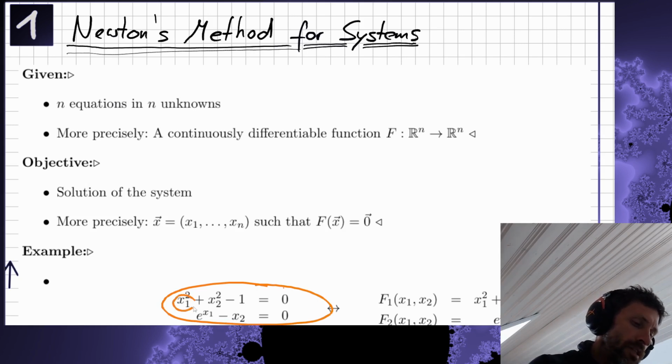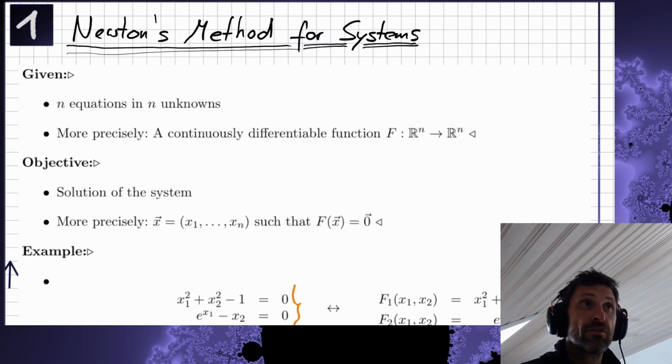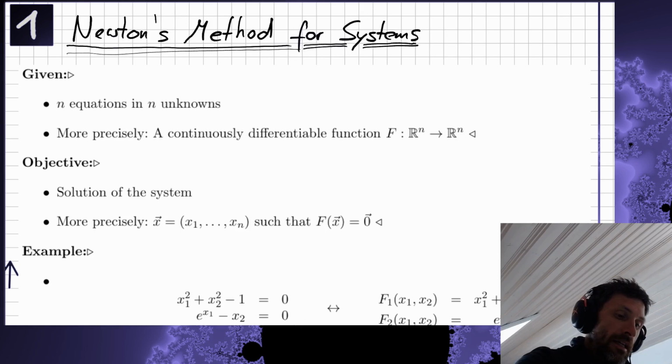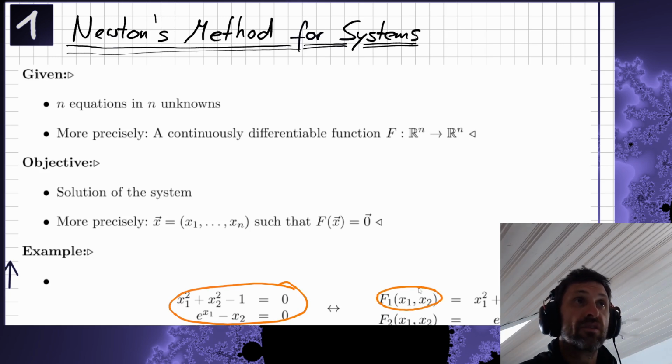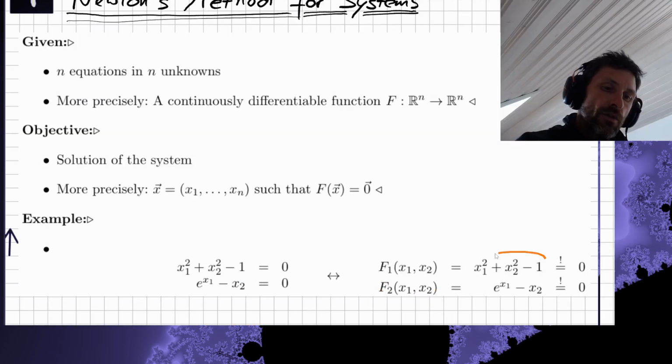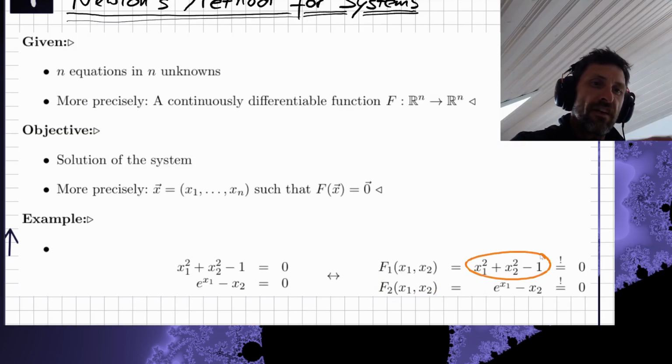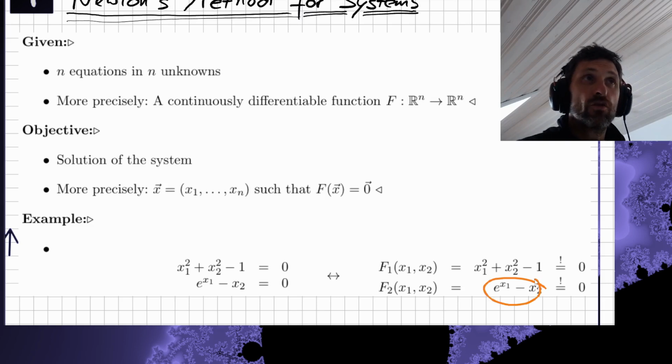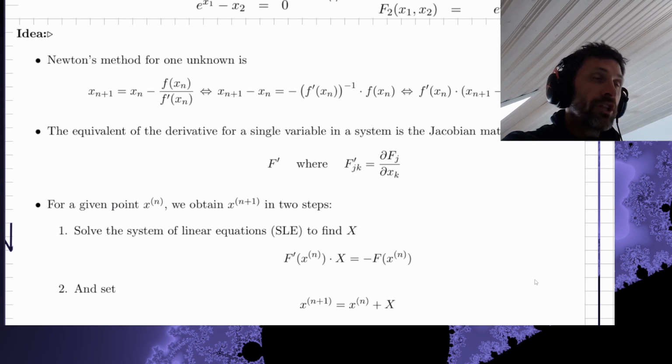We have 2 unknowns, x1 and x2, and we have 2 equations. This number matches. Here we have an equation equal to 0. That means we can define a function taking 2 input arguments, x1 and x2, and output also 2 output values, so an output vector. So this is the first coordinate of the vector, and this is the second coordinate of the output vector.